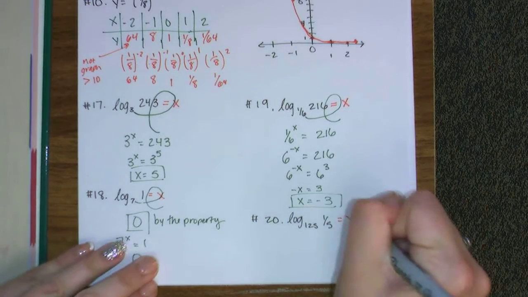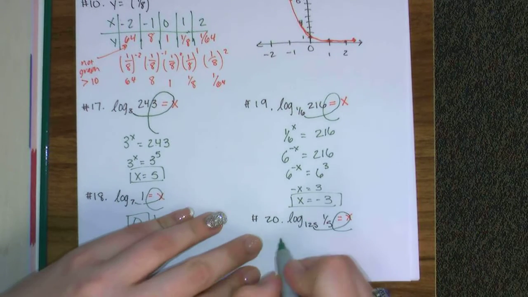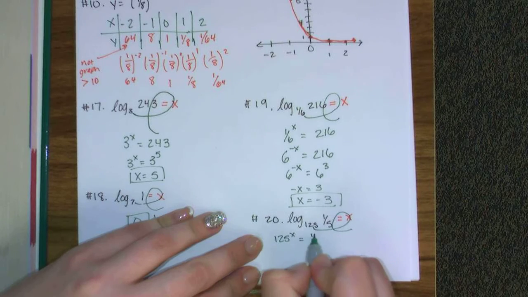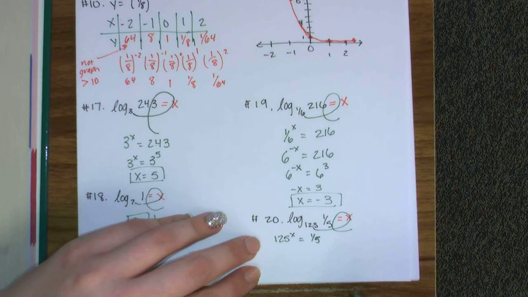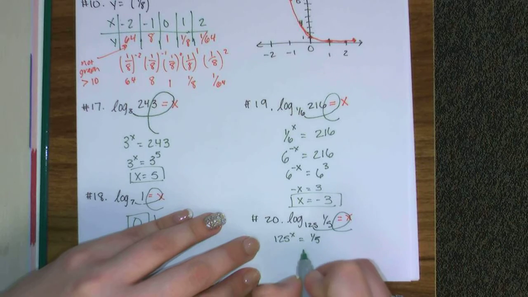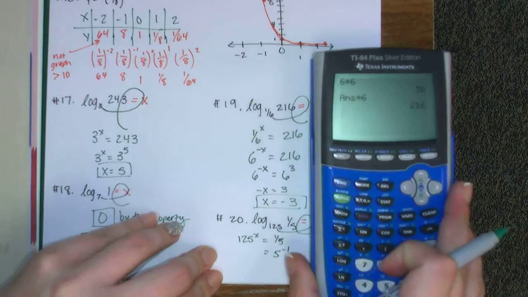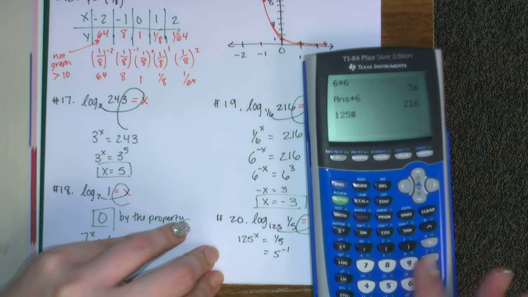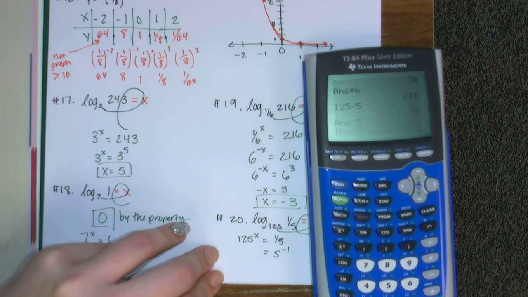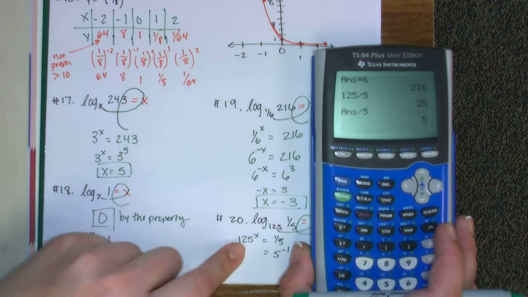So equal to x. So 125 raised to the x is equal to 1/5. I could rewrite this as 5 to the negative 1 on this side. And I want to rewrite this in terms of 5, so I could do the reverse of what I was just doing when I was multiplying. I could do 125 divided by 5, divided by 5, and that gives it to me in terms of 5.